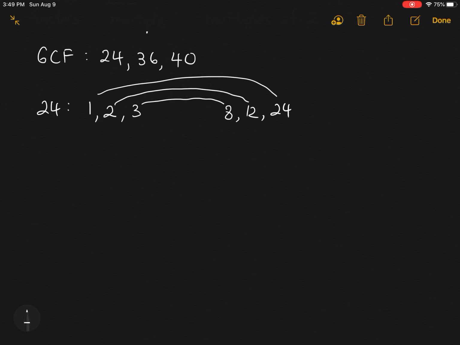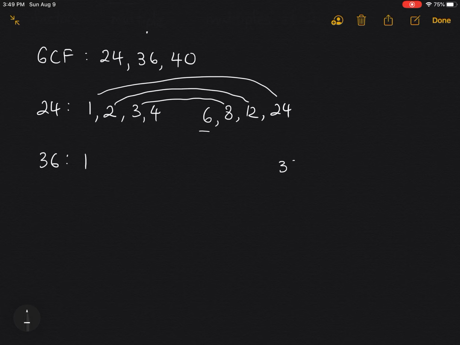Next, we have 4. 4 times 6 gives us 24. And then the next number is 5. Well, 5 you cannot multiply with anything to give you 24. So we are now at 6 after 5, which means we've ended the rainbow, and we've included all the different factors for 24. Next, we move on to 36.